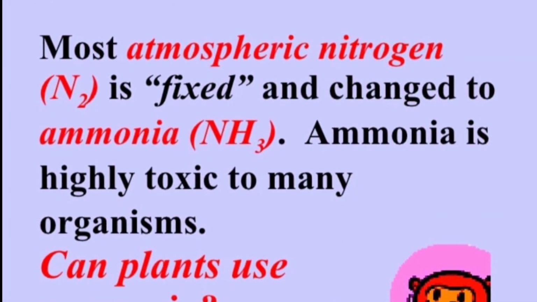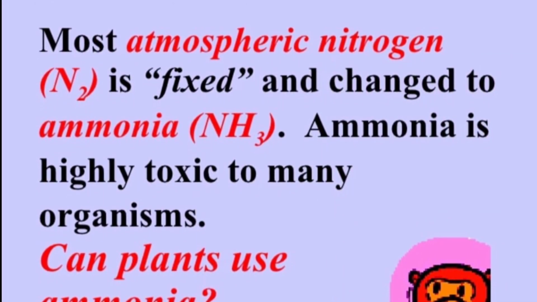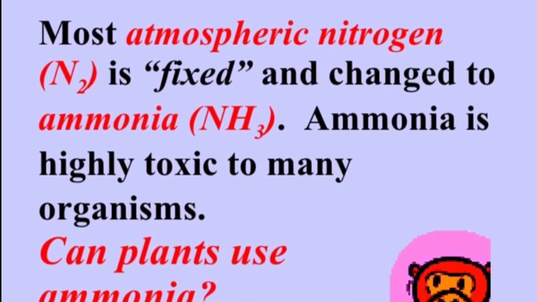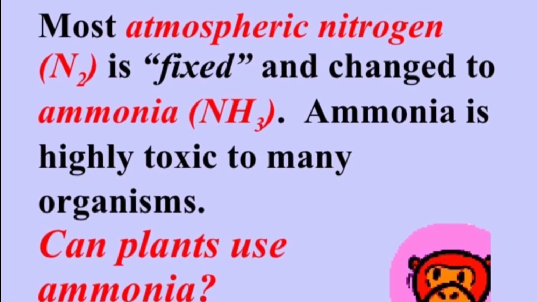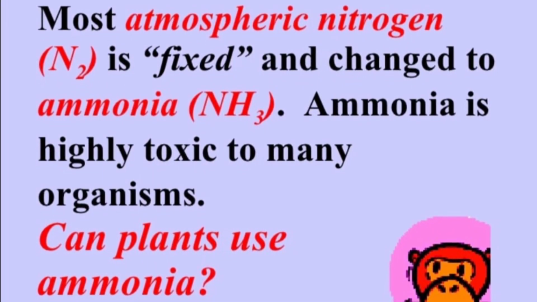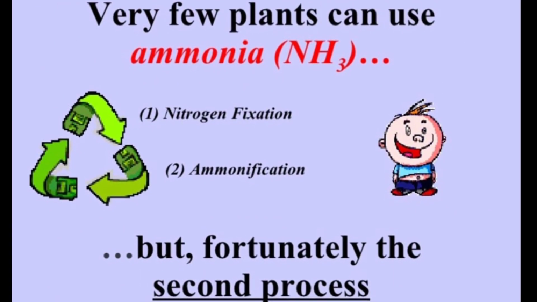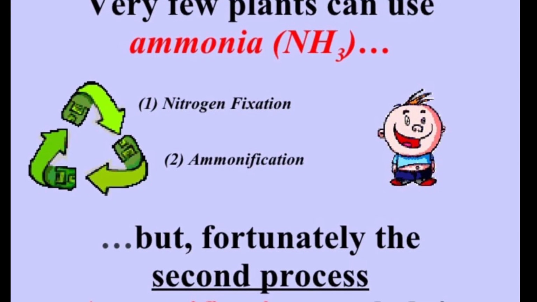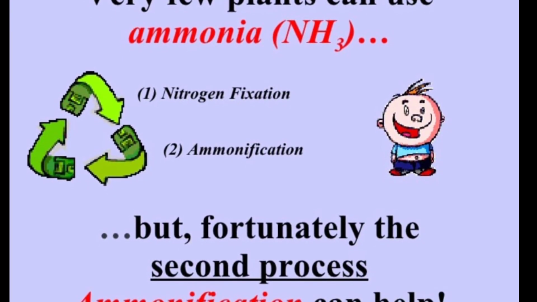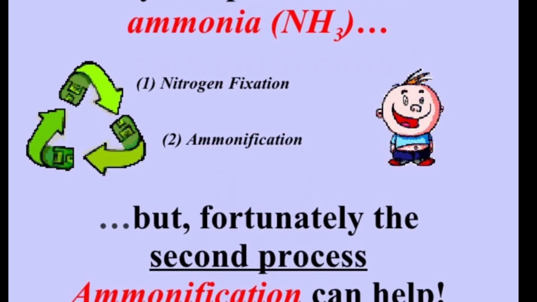Most atmospheric nitrogen is fixed and changed to ammonia. Ammonia is highly toxic to many organisms. Can plants use ammonia? Very few plants can use ammonia. But fortunately, the second process, ammonification, can help.